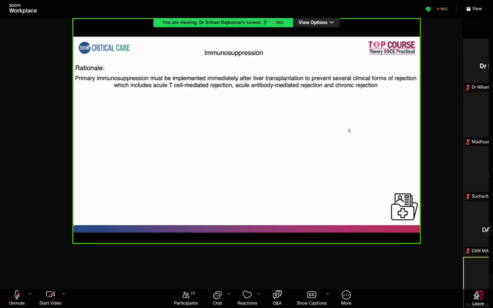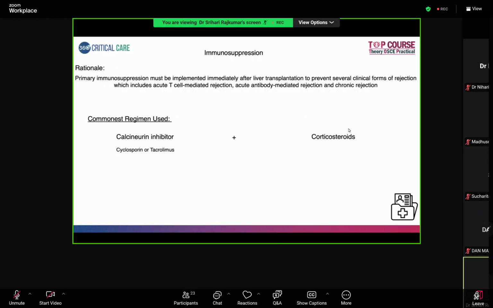So coming to immunosuppression, main rationale is primary immunosuppression must be implemented immediately after liver transplant to prevent several clinical forms of rejection, which includes acute T cell mediated rejection, acute antibody mediated rejection, and chronic rejection. So one thing I wanted to emphasize is, most of the time you would have heard about transplant rejection, transplant rejection, transplant rejection. There are totally only three types of transplant rejection which we need to know. One is T cell, one is antibody mediated or B cell, and other is the chronic rejection. So, like previously, Madam had told, once patient goes into chronic rejection, the scope of further salvageability is very, very low.